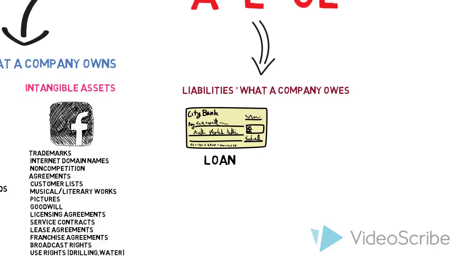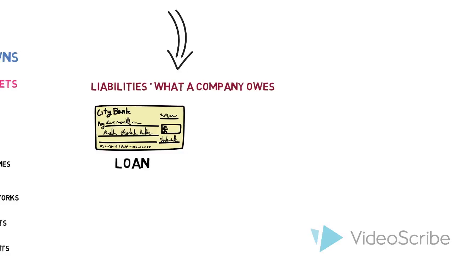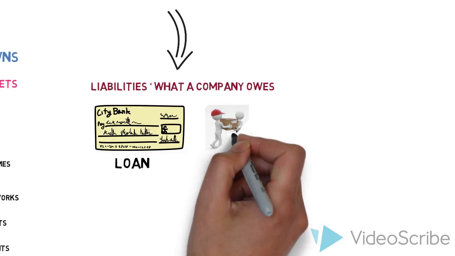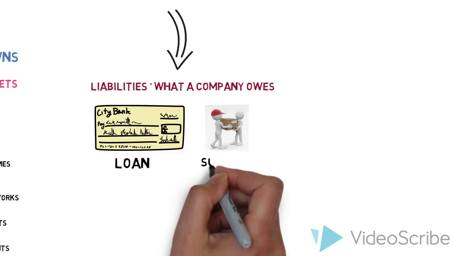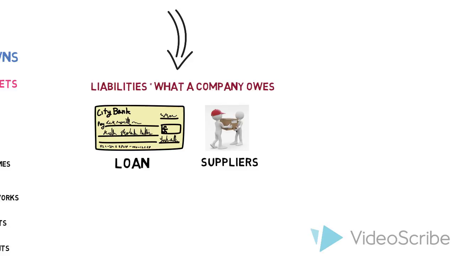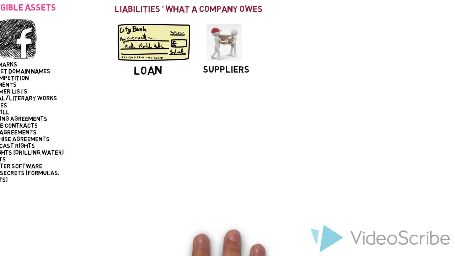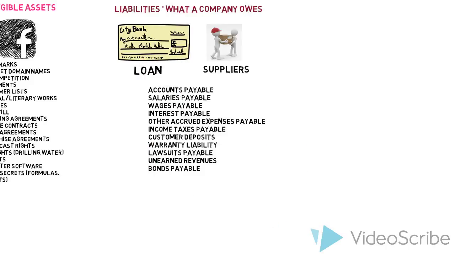Another example is when a company buys raw materials from a supplier. This raw material becomes an asset, but the debt the company has with the supplier becomes a liability that has to be paid. Usually liabilities have the word payable in their account titles.